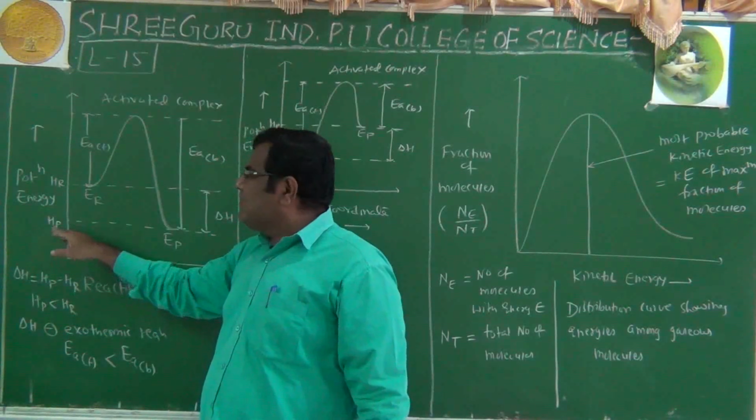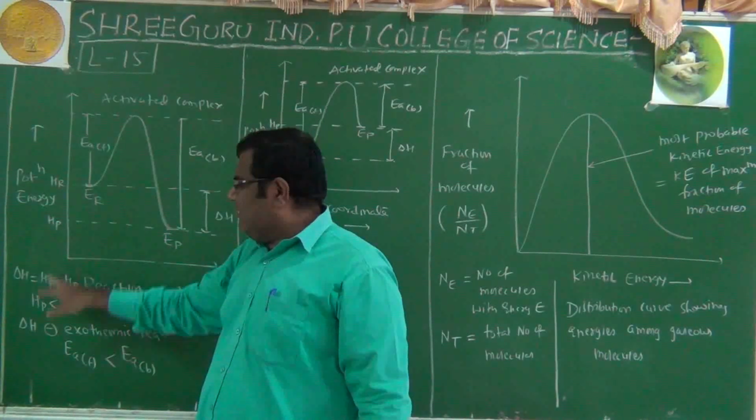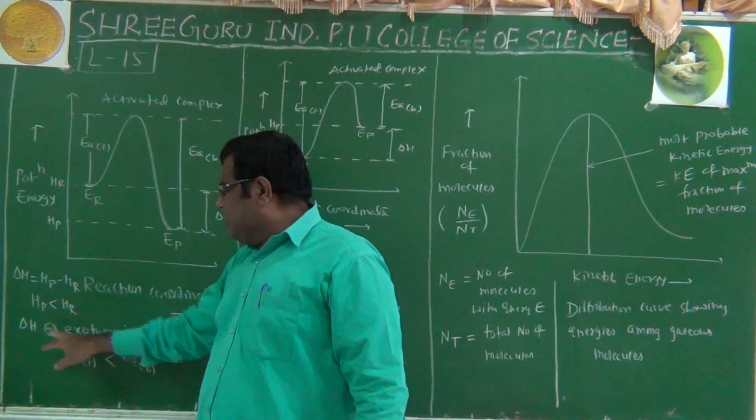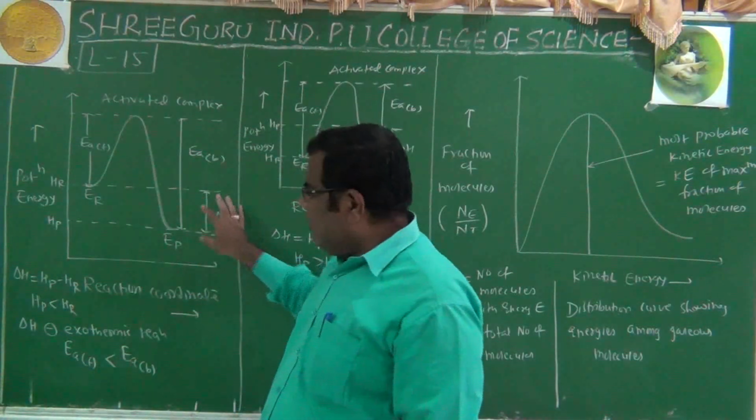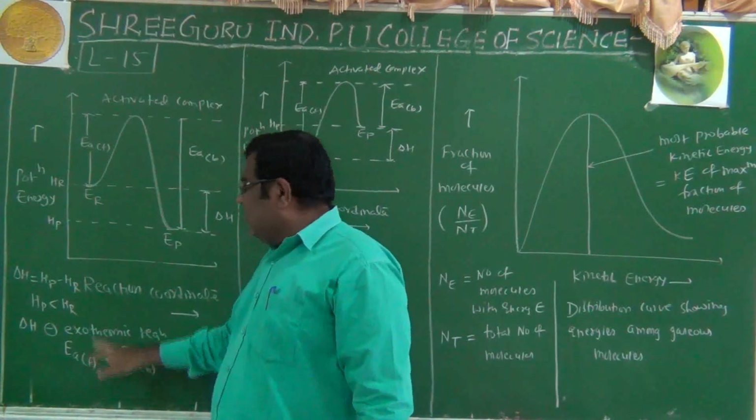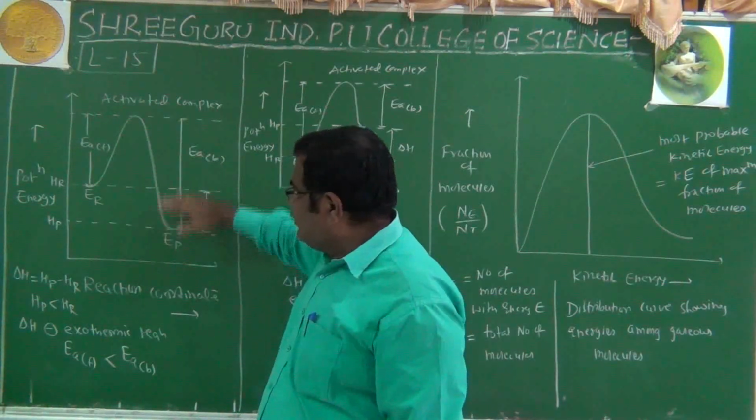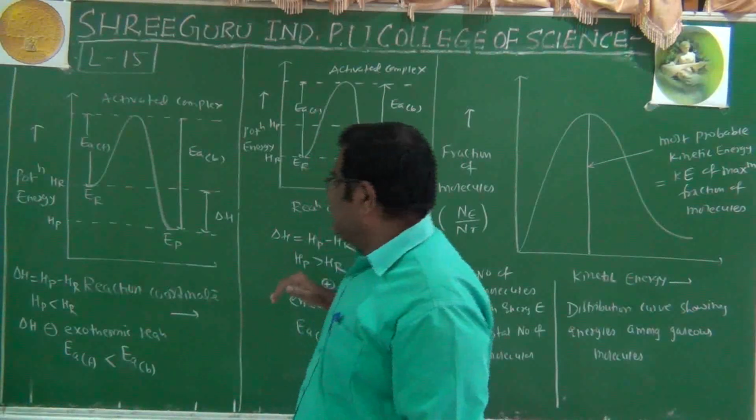Hp is less, because here we are plotting energies and Hp has lower value than Hr. So that's why delta H is negative, and this particular curve is for exothermic reaction. In exothermic reaction, activation energy of forward reaction, this much, is less than this activation energy of the backward reaction.